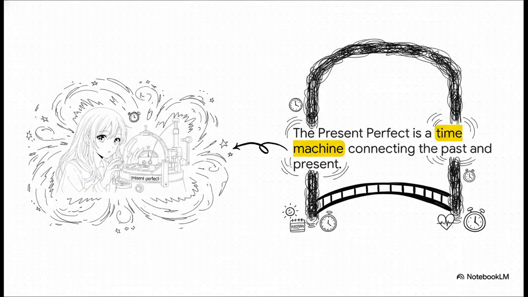So the best way to wrap your head around the present perfect is to think of it just like this. It's a time machine. Lopez has this great way of putting it. Its special power is connecting something that happened in the past directly to what's happening right now. It's like a bridge between then and now.